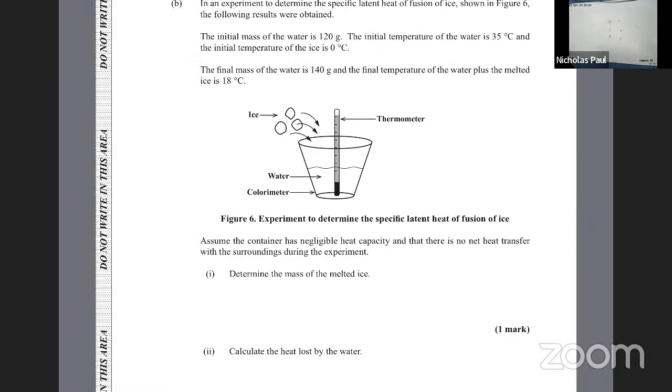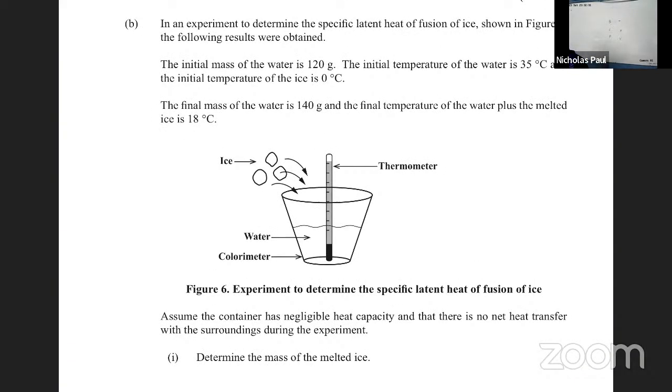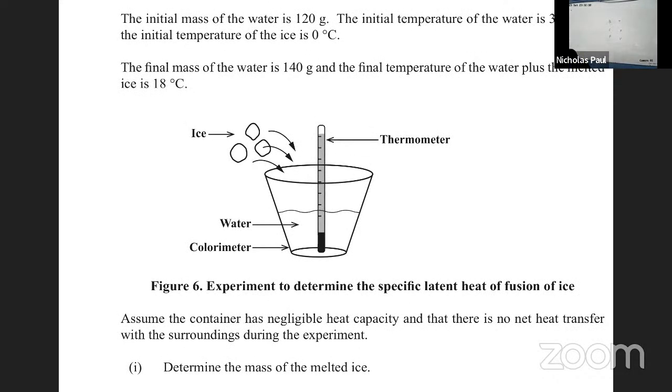Right, nice one here. You have a method of mixtures experiment. In the experiment to determine the latent heat of fusion of ice, they gave you the information. Write it down, please. What's the principle in questions like this? Remember the conservation of energy? Something supplying energy and something receiving the energy, right? So what is supplying the energy there? The water or the ice? The water. So the water is supplying the energy and the ice is receiving the energy, all right?